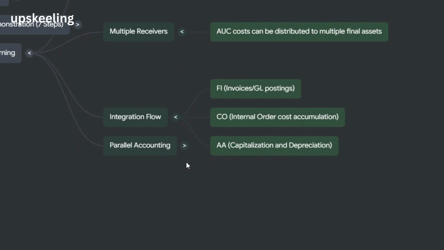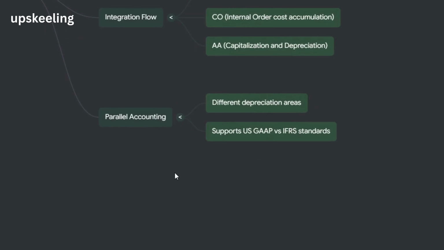Integration flow. FI records invoices. CO tracks costs. AA handles capitalization and depreciation. Parallel accounting. Different depreciation areas allow reporting under IFRS, US GAAP, etc.